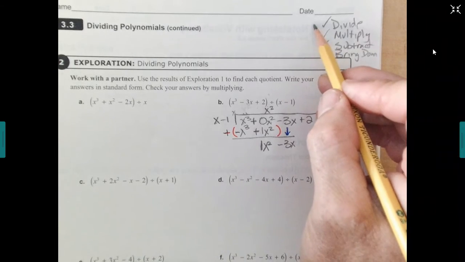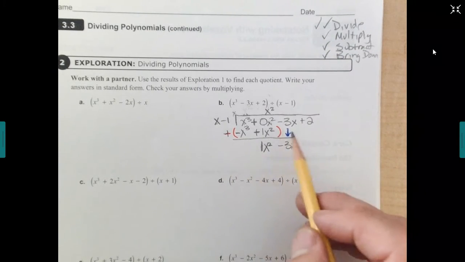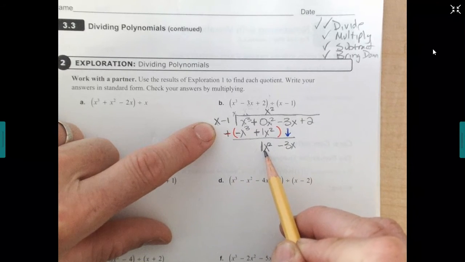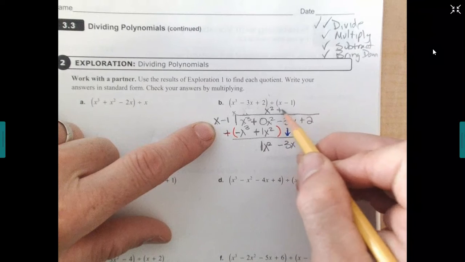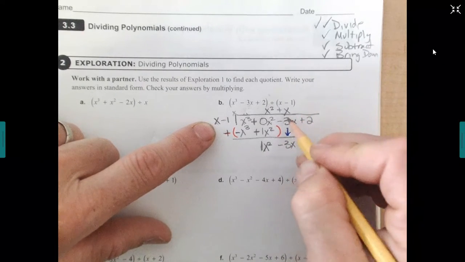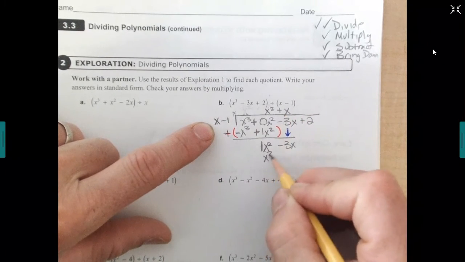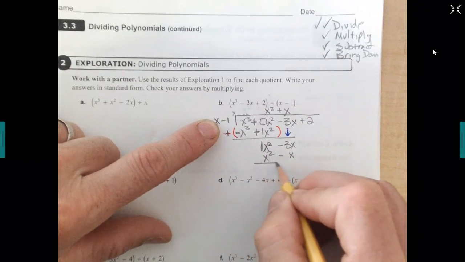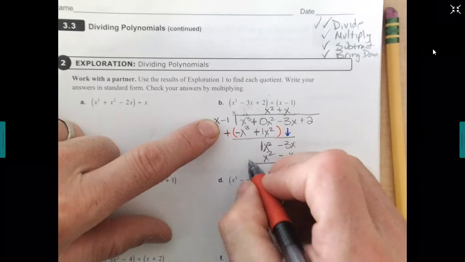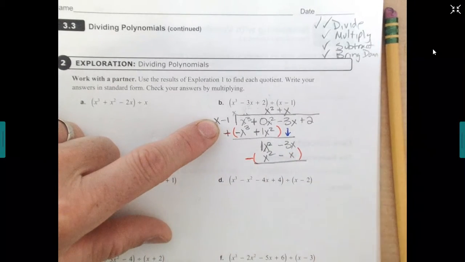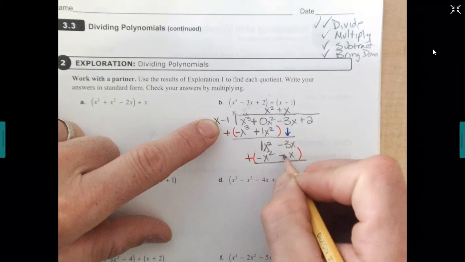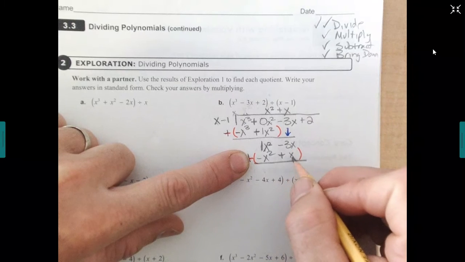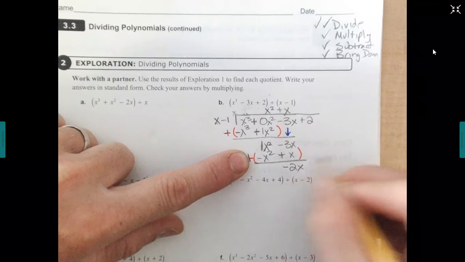Okay, go back up to divide. So how many x's go into x squared? Well, 1. Wait, yeah, 1. X times x is x squared. X times -1 is negative x. And then I subtract the whole thing, so I'm adding the opposite. X squared minus x squared is 0. -3x plus x is -2x.